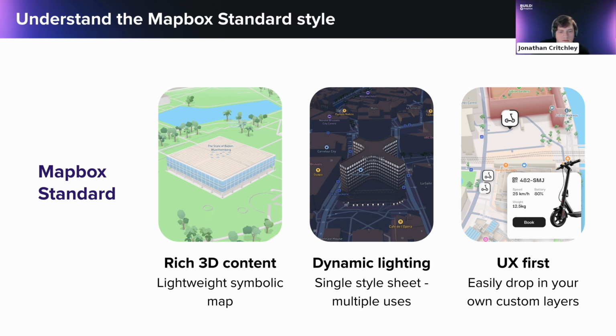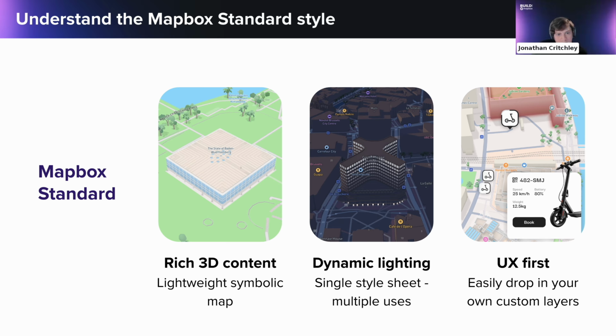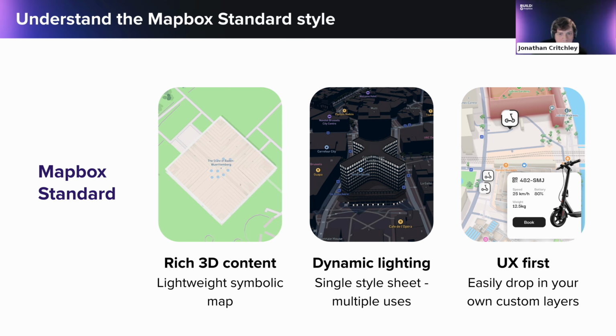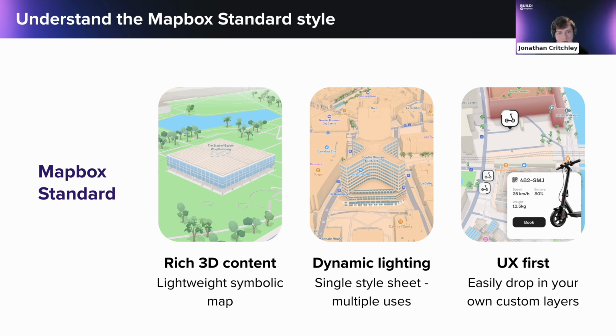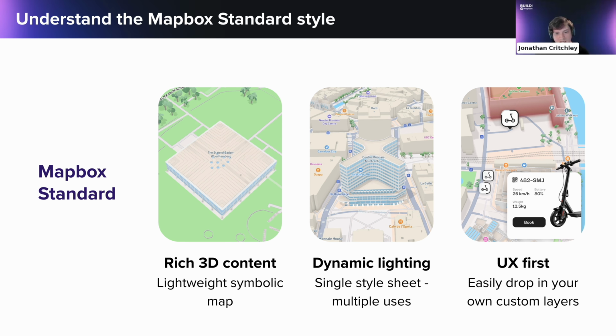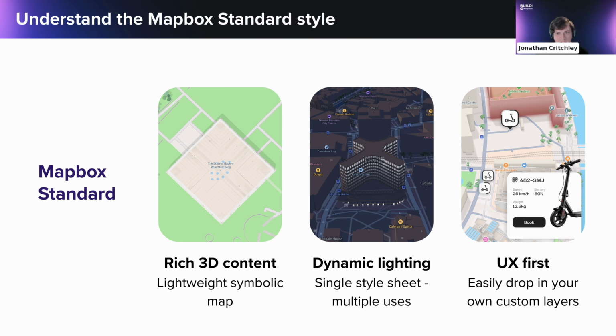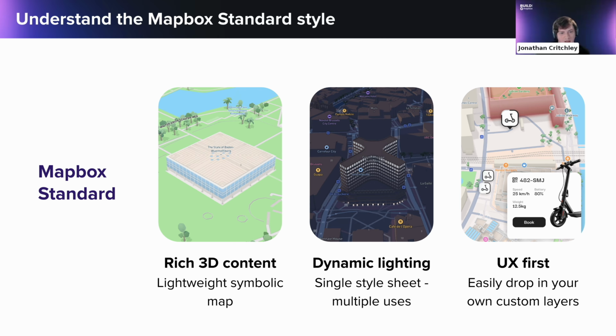So some of the core features available with the standard style include easy switching between immersive 3D and lighter 2D maps. You can turn off 3D models for performance or specific design needs, as well as transitioning to flat features when the map is not pitched.